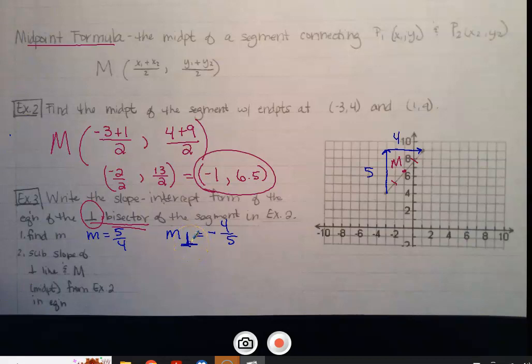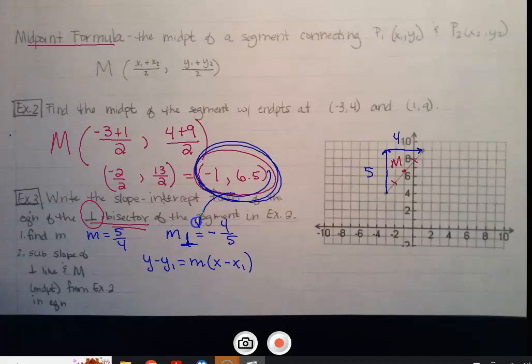Good question. So now we're going to sub the slope of the perpendicular line and m, the midpoint, from example 2 into the equation. All right, so we're going to have y minus y1 equals m times the quantity x minus x1. The y1, x1, and m. Yes. And remember, this is the midpoint that we're using. So we're going to plug it in.